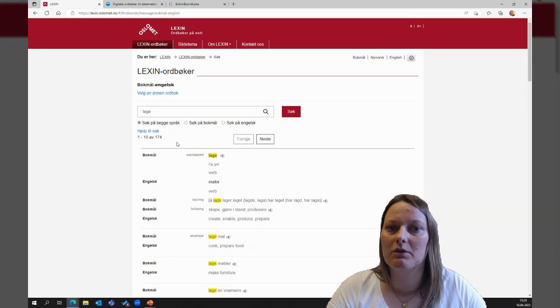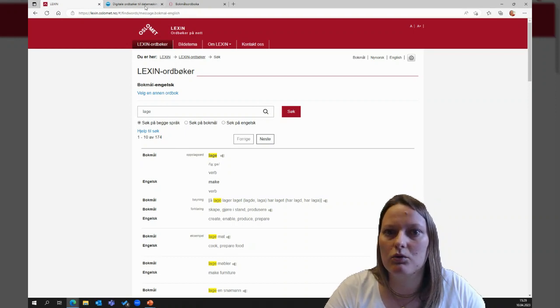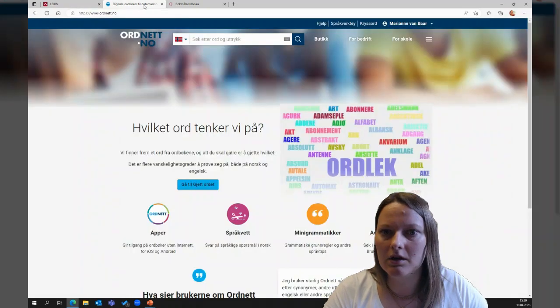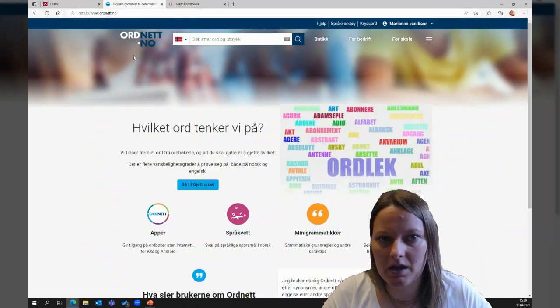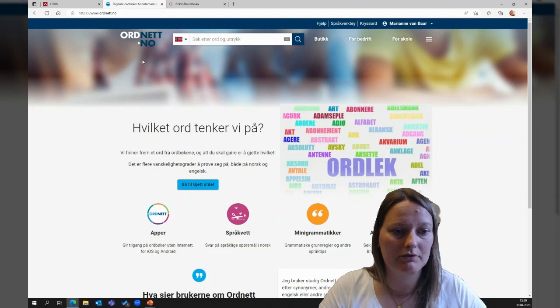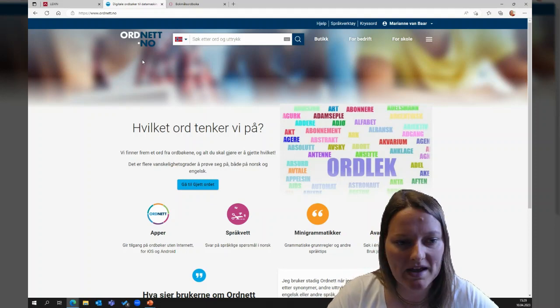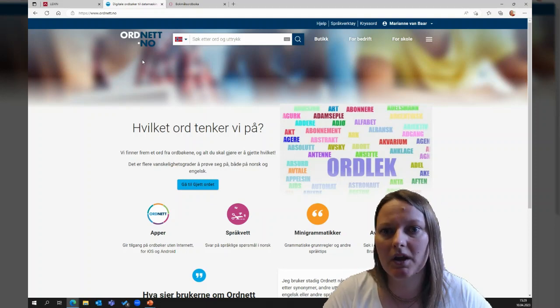The second dictionary I want to show you is called ordnet.no. Here it is, ordnet.no. And here you have to log in through Feide with the same username and password as you use on MiUiB.